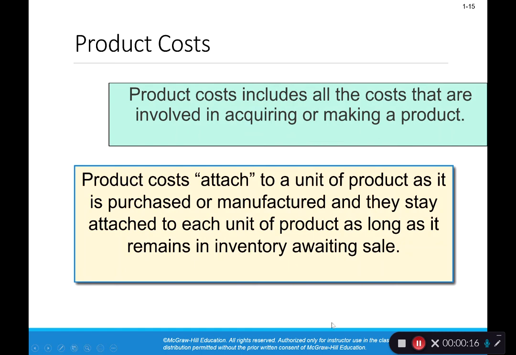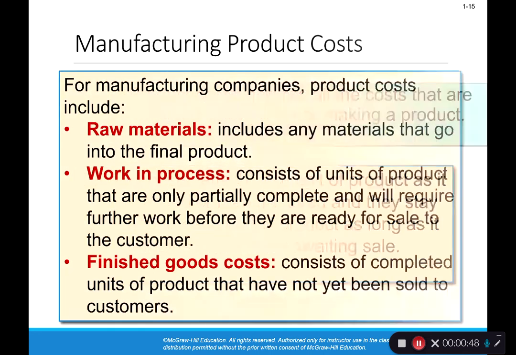So product costs include the costs that are involved in acquiring or making the product. These are direct materials, direct labor, and manufacturing overhead. And it would be a good idea to get used to these abbreviations because I'll be using them throughout the semester. So product costs attach to a unit of the product, and basically those costs end up in inventory until you sell them. And that's why it's so important to differentiate between product and period costs.